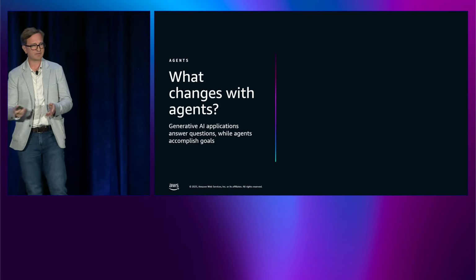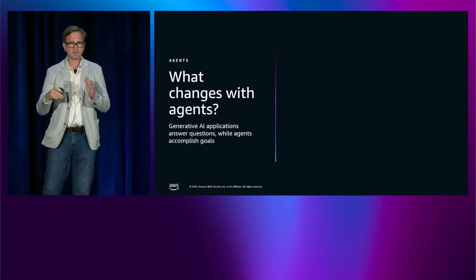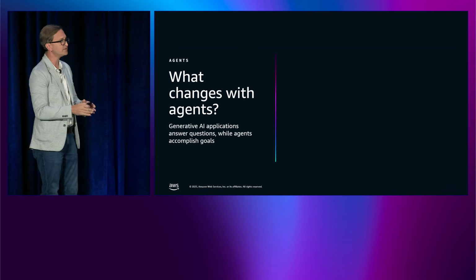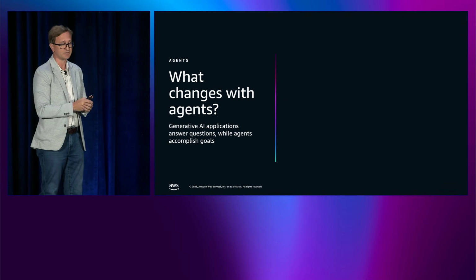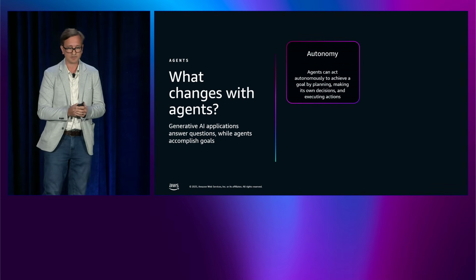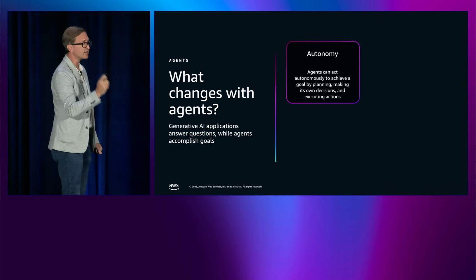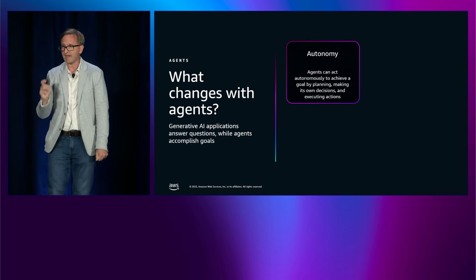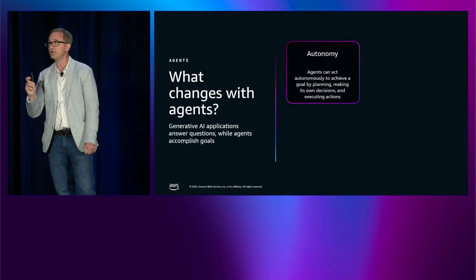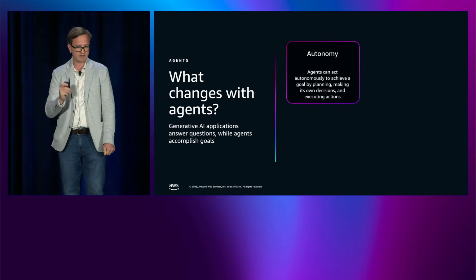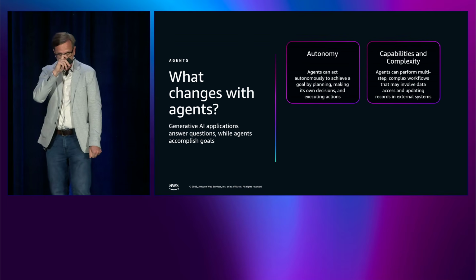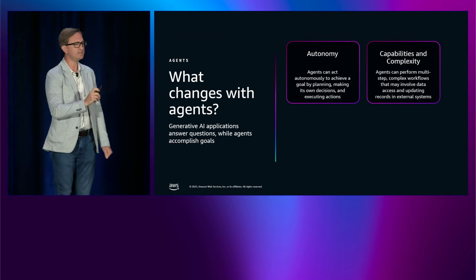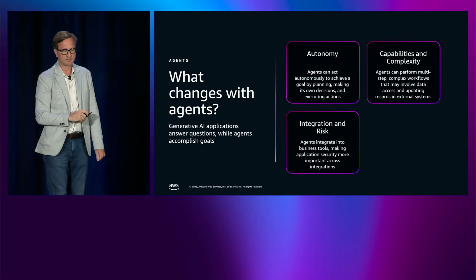So what changes with agents in this case, then? Well, think about generative AI applications. They're really about answering questions, maybe one-shot or a couple-shot questions. Agents accomplish goals. Agents are all about autonomy because they can act autonomously. We are delegating more decision-making power to the agent to achieve a goal by planning and making its own decisions. They become more complex because they can be multi-step, complex workflows.